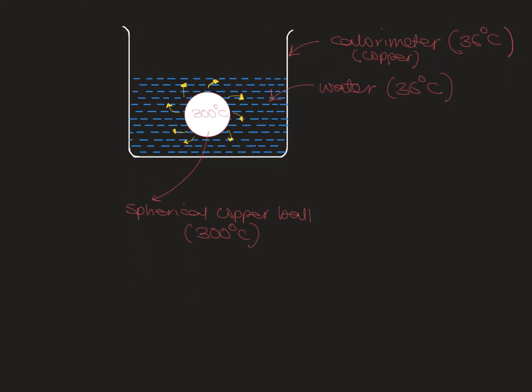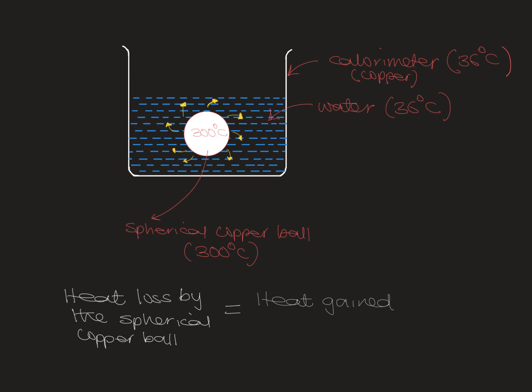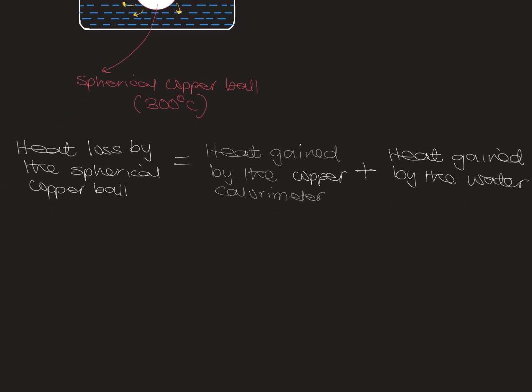So how do we establish the equation here? We will say that the heat loss by the spherical copper ball is equal to the heat gain by the copper calorimeter plus the heat gain by the water that is in the calorimeter. So this is the equation.